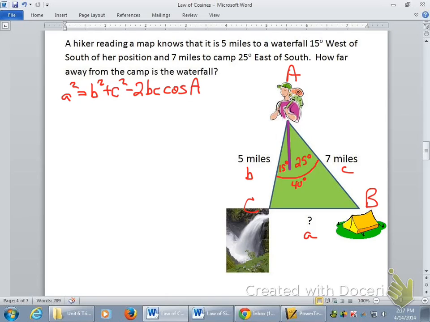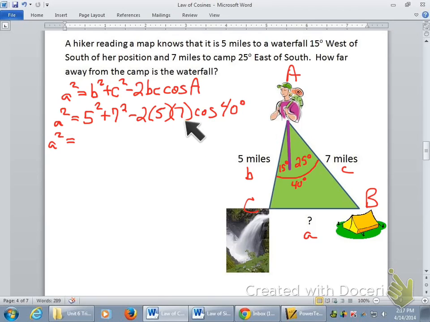All right, fill in the blanks. A is what I don't know, equals b squared. We decided that was 5 plus 7 squared minus 2, 5, 7 cosine. How big is that angle? 40, because you had to put those together. All right, and then it's just follow order of operations. Now again, I know it's tempting, but I promise you, you're better off if you don't put it in your calculator. So that's 25 plus 49. Now I do have negative 2 times 5 times 7. That's going to be minus 70 cosine 40.